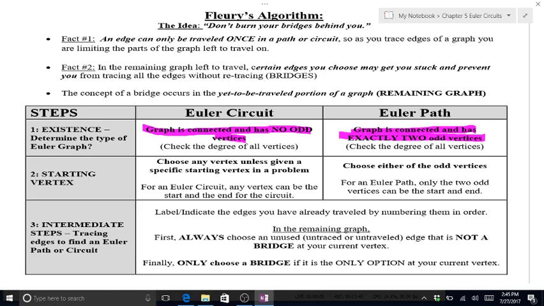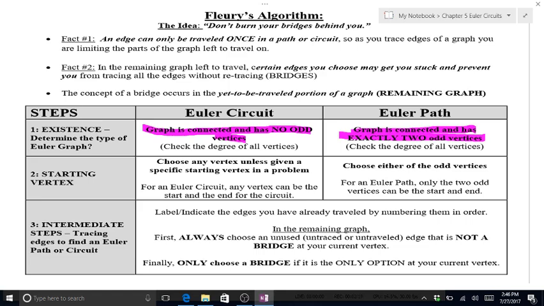So, step 1 is we need to determine what I have. Do I have a circuit or do I have a path? The way we do that is we check the degree of all of your vertices. We're going to count how many edges come out of each vertex. If they're all even, again, you have a circuit. If you have exactly two odd, you have a path. If you have anything other than those two options, you have neither a circuit nor a path.